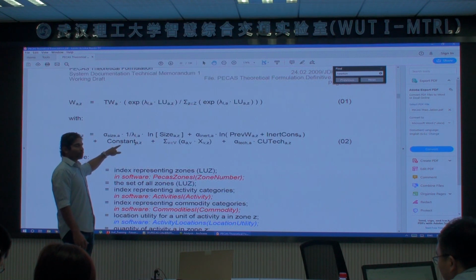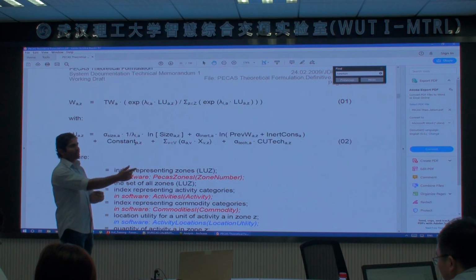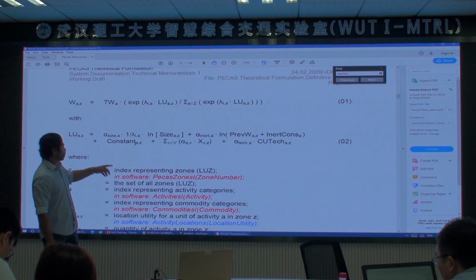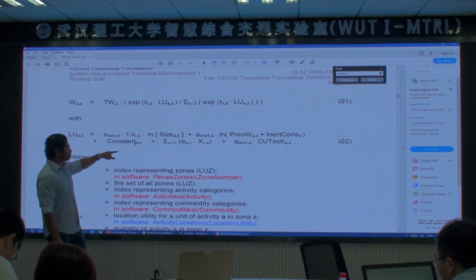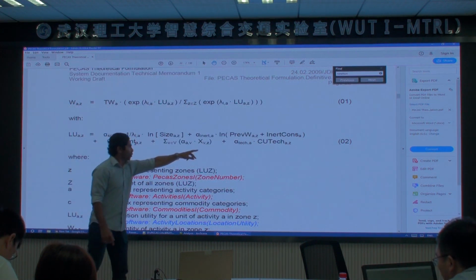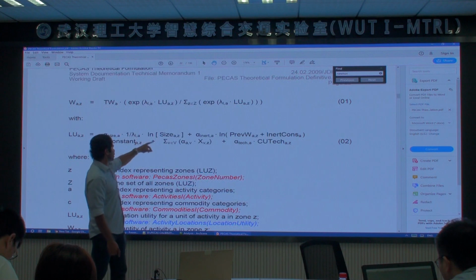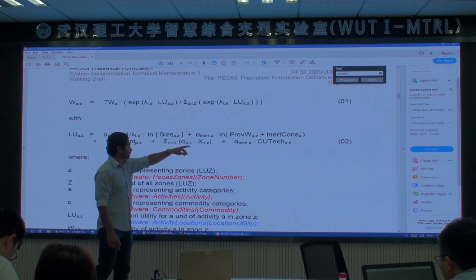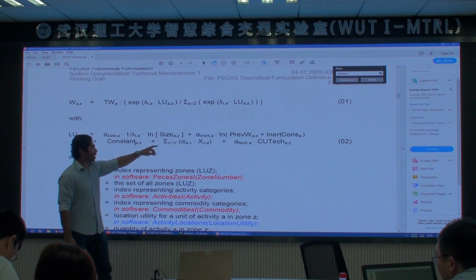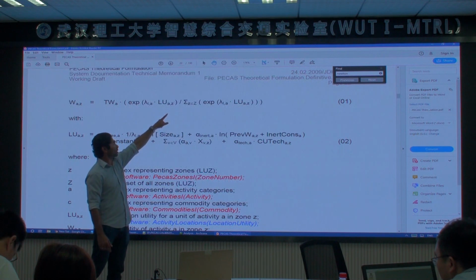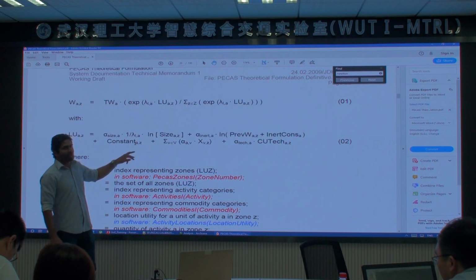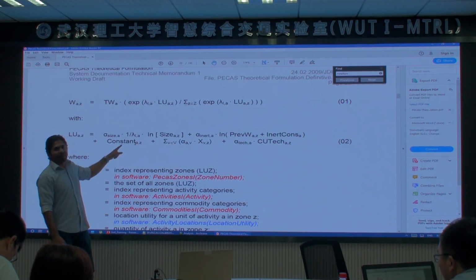For example, for the households, that's the same question I got in the morning. We call the X factor here. So here you have a constant plus X factor. This whole part comes into this location utility function. This constant is estimated by the PECAS AA model in the base year.